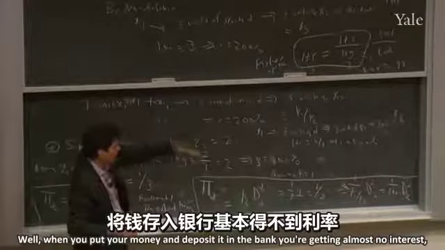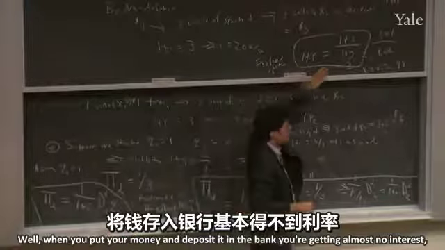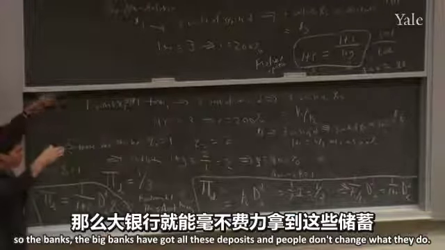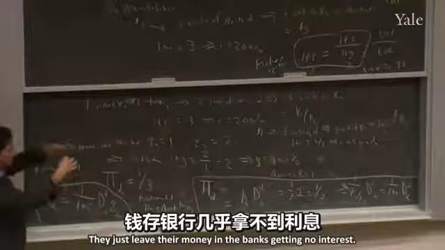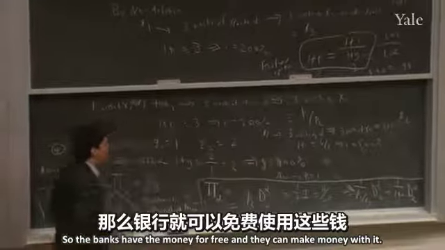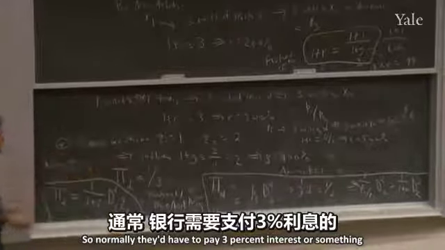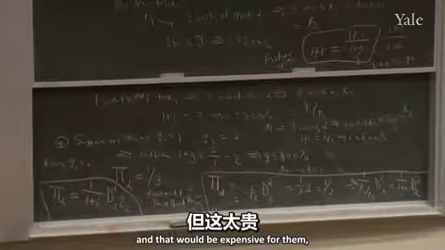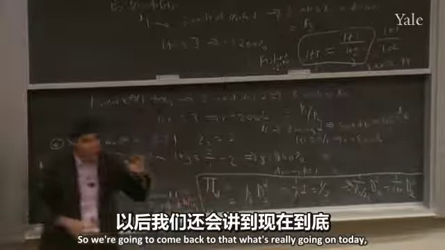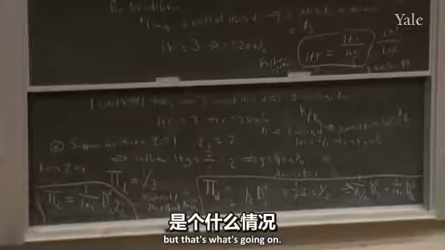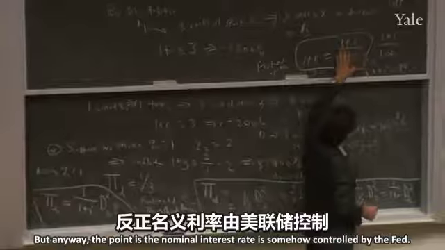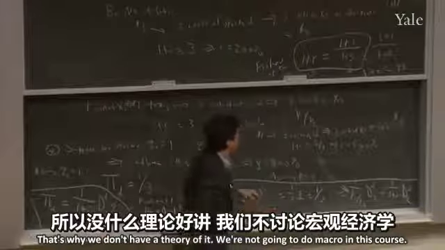Well, when you deposit your money in the bank, you're getting almost no interest. So the big banks have got all these deposits, and people don't change what they do. They just leave their money in the banks, getting no interest. So the banks have the money for free, and they can make money with it. Normally they'd have to pay 3% interest or something, and that would be expensive for them. That expense is a big part of their expenses. They don't have it anymore. Okay, so we're going to come back to what's really going on today, but that's what's going on. But anyway, the point is, the nominal interest rate is somehow controlled by the Fed. That's why we don't have a theory of it. We're not going to do macro in this course.